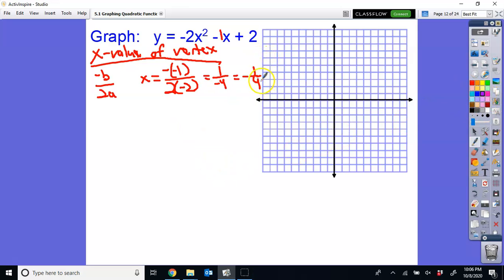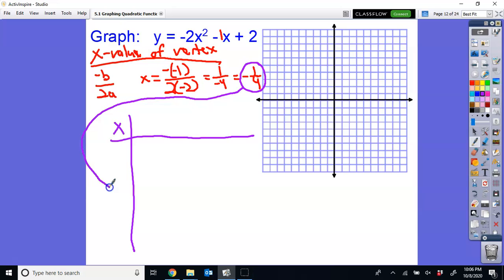So remember, let's talk about this again. The x value of the vertex is the middle point. It's the middle value. And so what I do is I literally take this number and put it in the middle of my table, because now I want to get some of the left side of this and some of the right side of this. The problem is 1/4 is ugly. But that doesn't mean my other values for x are going to be ugly.